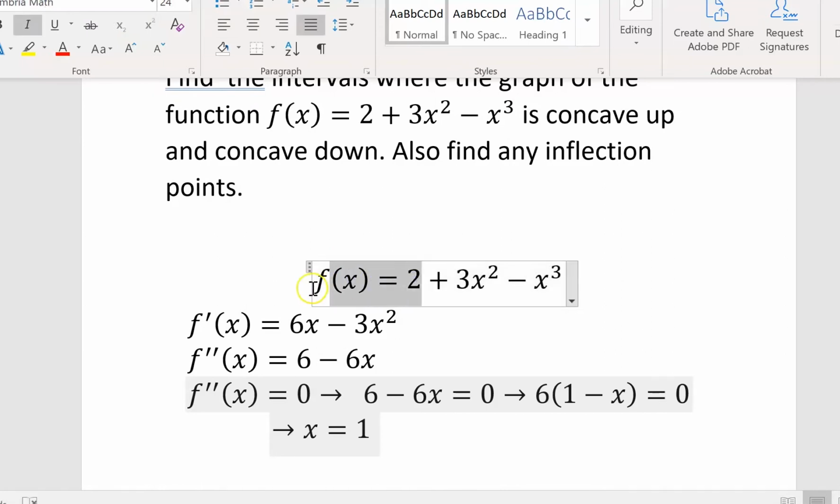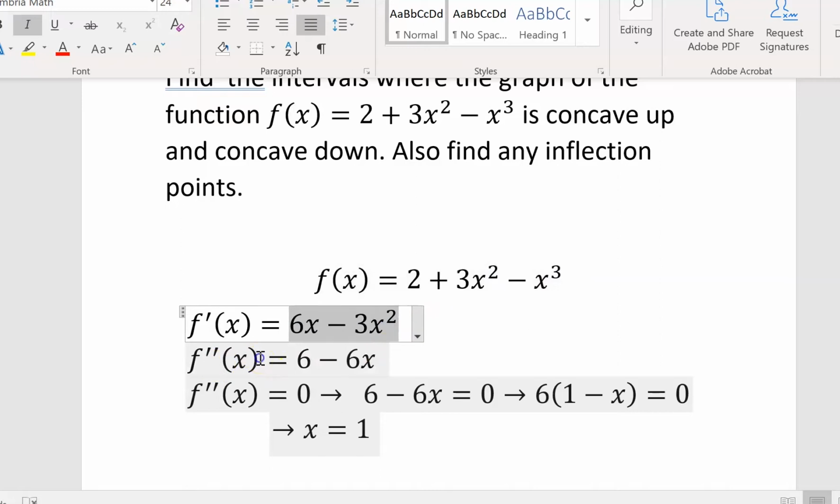We know that functions change concavity when the second derivative's sign changes. So the first thing to do would be to find the second derivative. So first you take the first derivative, which is what? We differentiate this. The derivative of 2 is 0. The derivative of 3x squared is 6x. And the derivative of x cubed is 3x squared. So you get 6x minus 3x squared.